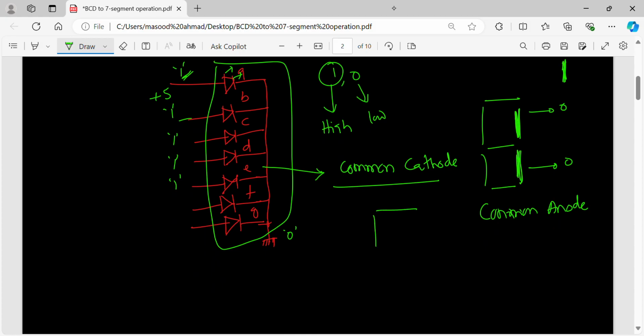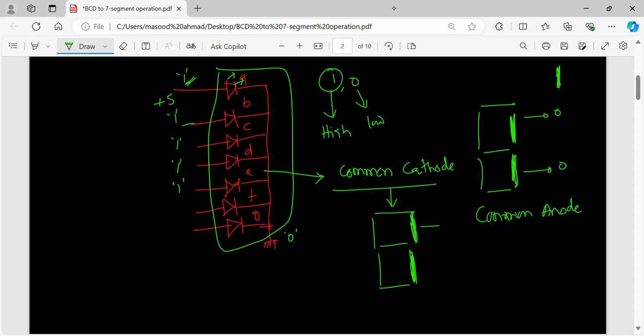Say in common cathode, let's suppose I want to display 1. This has to glow, but it is of common cathode type. So in case of common cathode type, what we need to do is, inputs B and C should be supplied with logic 1. Then only these two will glow. B will glow, C will glow. Okay. So common cathode or common anode should be very clear.